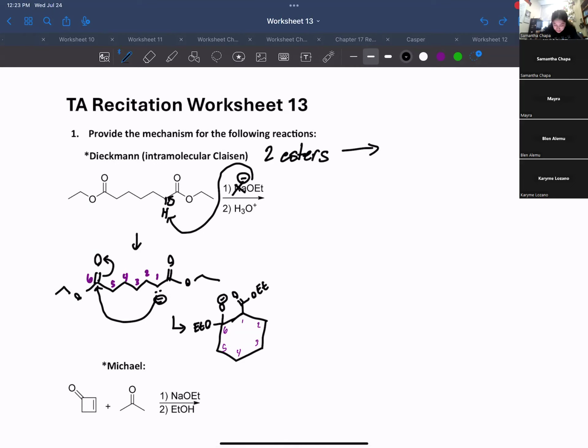Okay. And so from here, we're going to want to reform the carbonyl. And let me check if that's good, because sometimes the Claisen and Dieckmann reactions are a little weird because we have to protonate along the way. So let me just check if this is all good. Check.